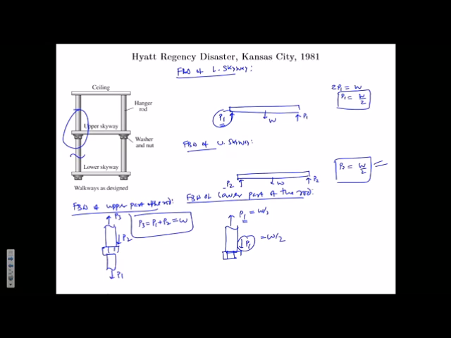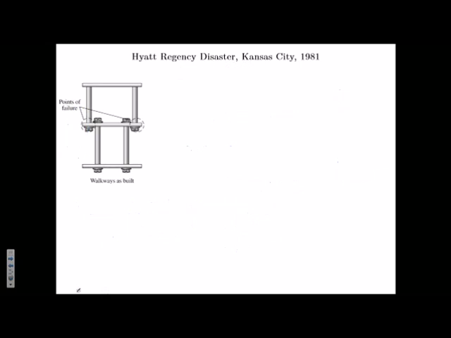Now, think about it, if that force increased by any factor, then the box beam could buckle because they are under compression, right? So let's see what happens with the walkway as it was built. Okay, so we'll start with the lower skyway like we did before. So let me just call it lower skyway, LS.